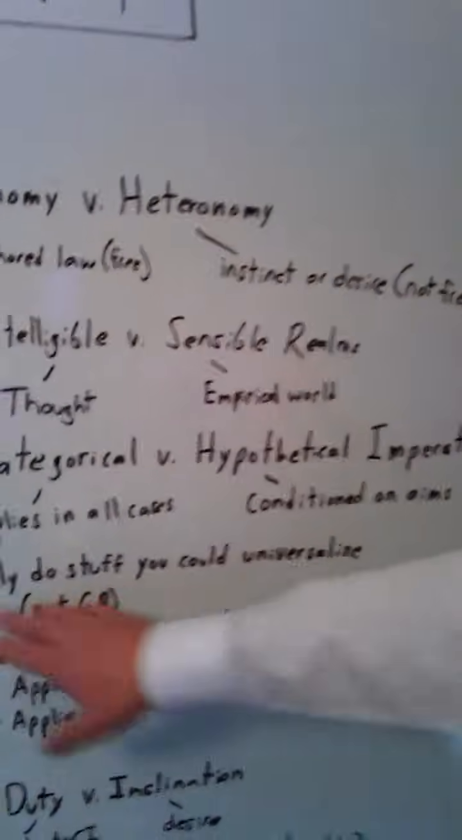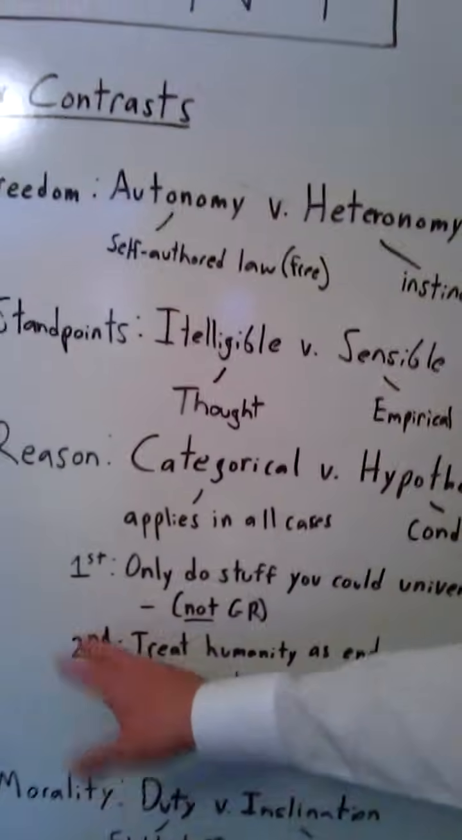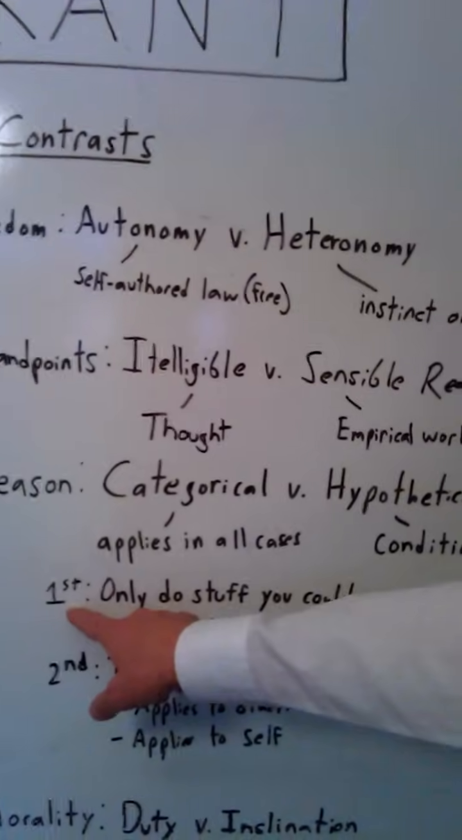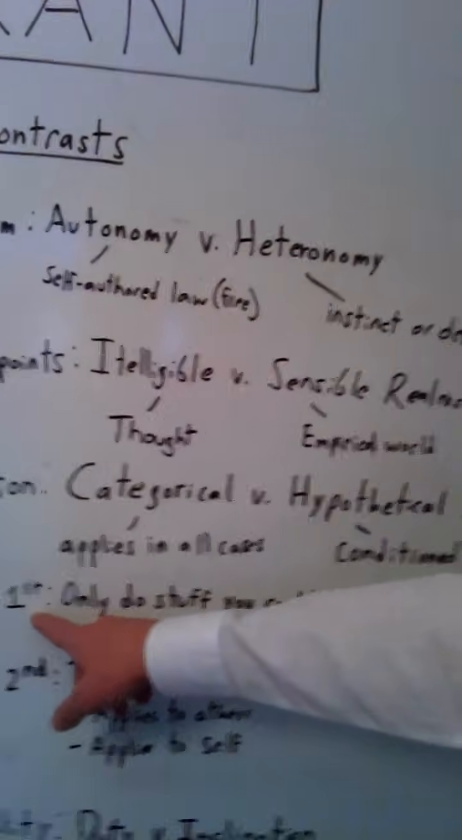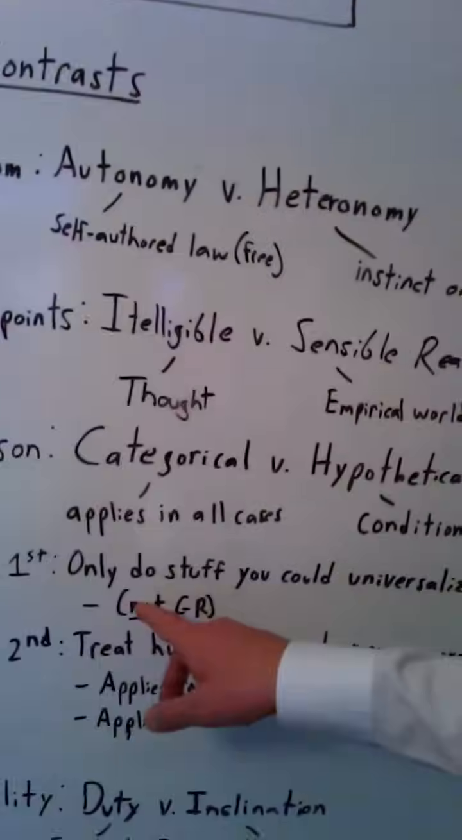Well, the categorical imperative has two components, and these make up the core of Kant's ethics. The first formulation of the categorical imperative is, in maths terms, only do stuff you could universalize. Only do things that you could will to become a universal law for persons to always do in similar situations. We discussed this in the discussion of Kantian ethics in the Solomon book. I'll give you the same example again, lying.